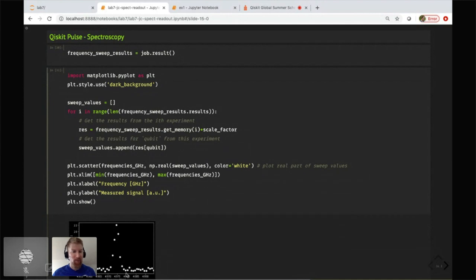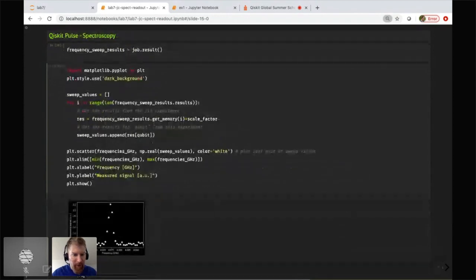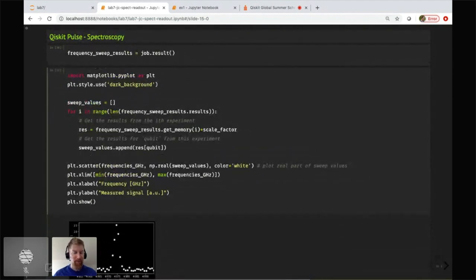So this is what it looks like, where you can see here this signal is going to be arbitrary, and the frequency of the sweep, which is maybe a little hard to see, is in gigahertz down here. And that's right where we predicted the qubit frequency would be, because we asked the qubit what its frequency was, because this is a real back end.